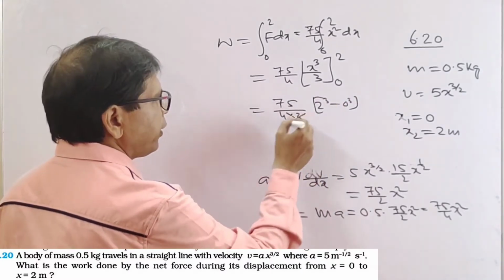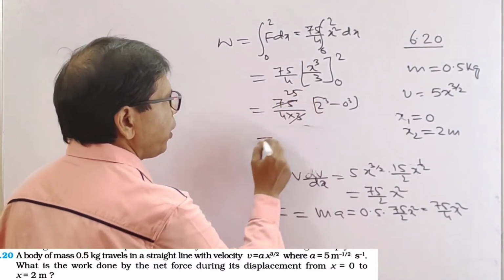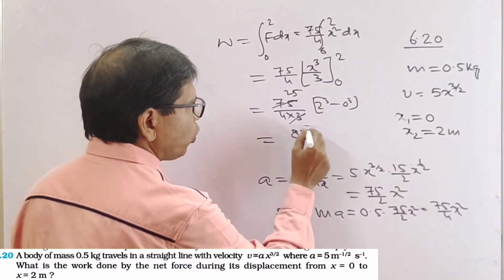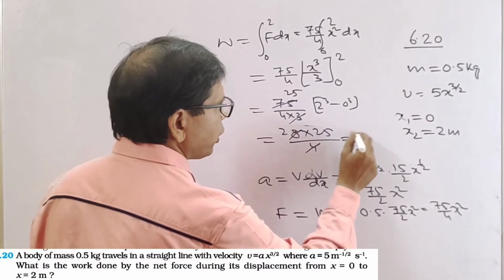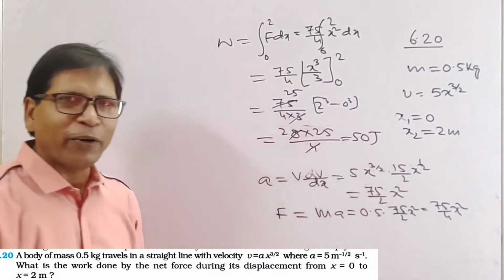Now this and this cancel out, and this is 8 into 25 by 20. This and this cancel out. So the work done is 50 joule.